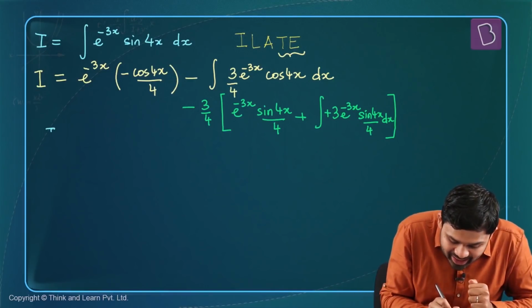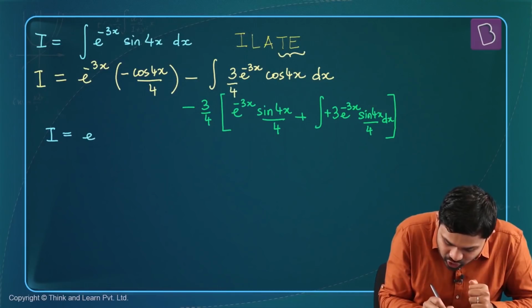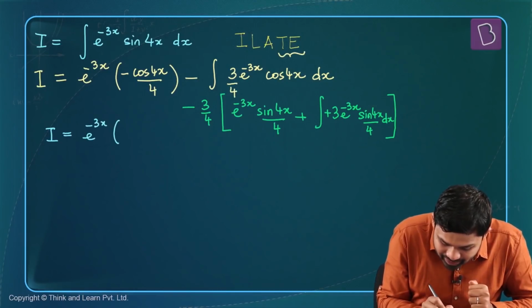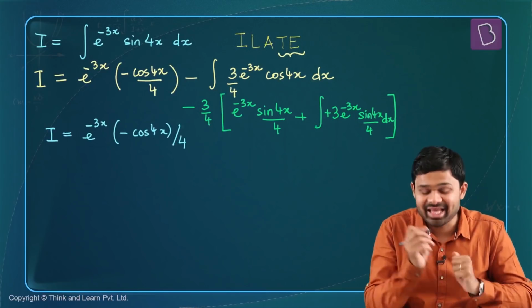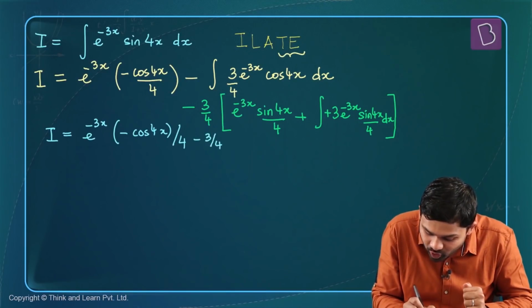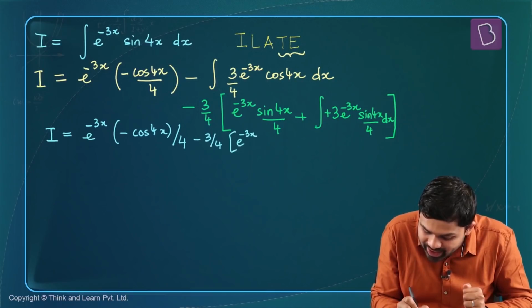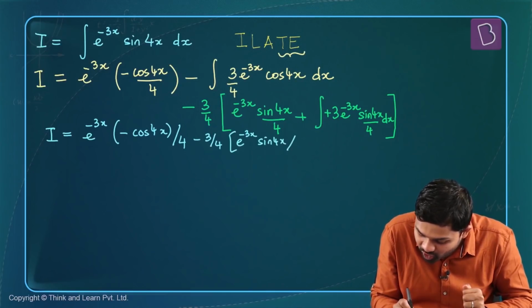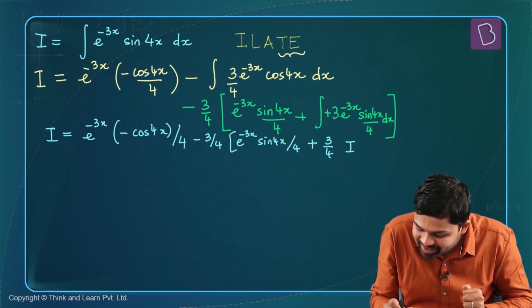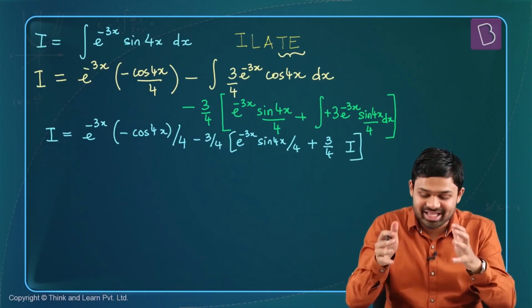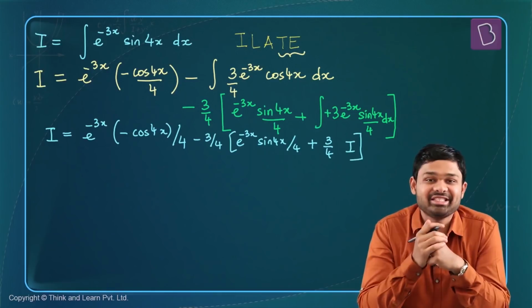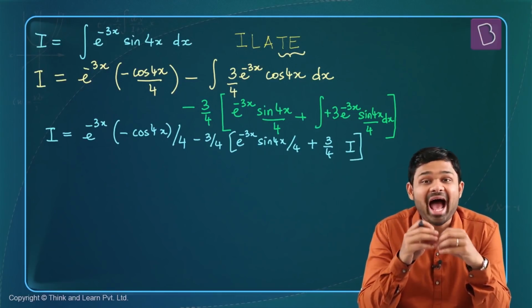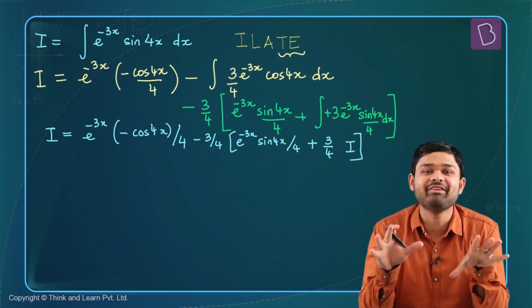So my I is this function here, e raised to negative 3x multiplied by minus cos 4x by 4, and then I have minus 3 by 4 e raised to minus 3x sine 4x by 4 plus 3 by 4 I. Right? That itself is I. Integral of e raised to negative 3x sine 4x dx is nothing but I. So I have this expression which is completely devoid of integrals.